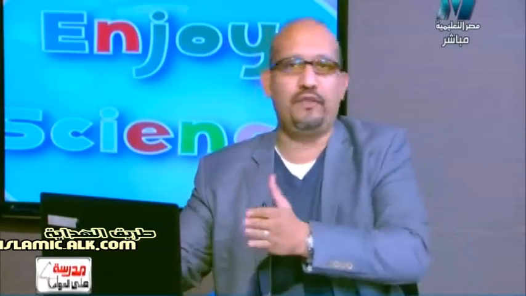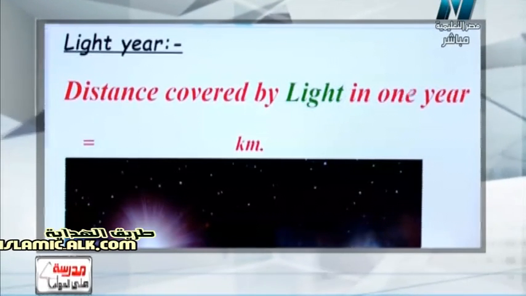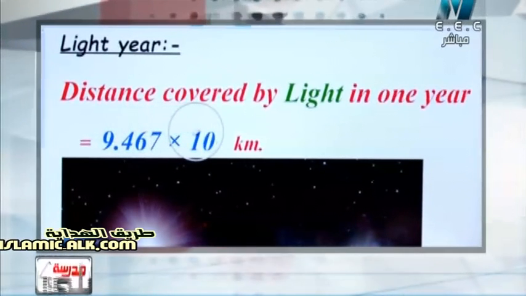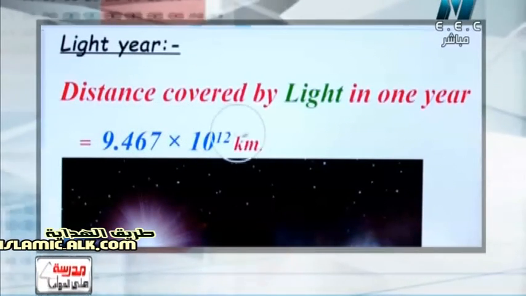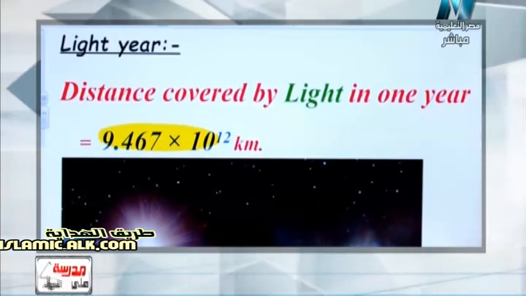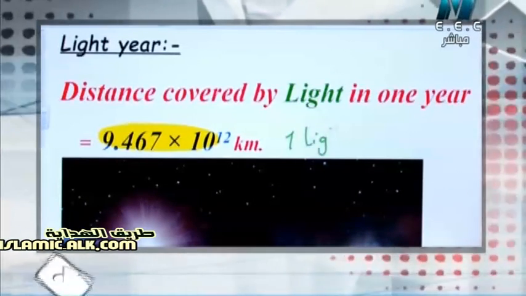And this distance covered by light in 1 year equals how many kilometers? It equals 9.467 times 10 to the power of 12 kilometer. This number has 12 zeros after it. Okay? As we see here, light year is what? The distance covered by light in 1 year. And it equals 9.467 times 10 to the power of 12 kilometer. This number equals how many? Yes, equals 1 light year.